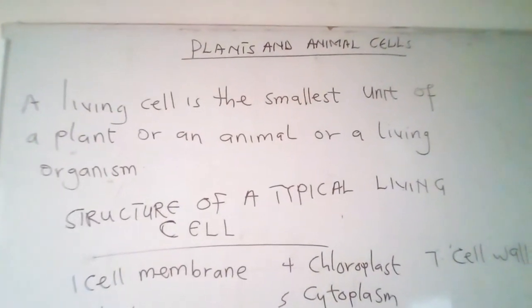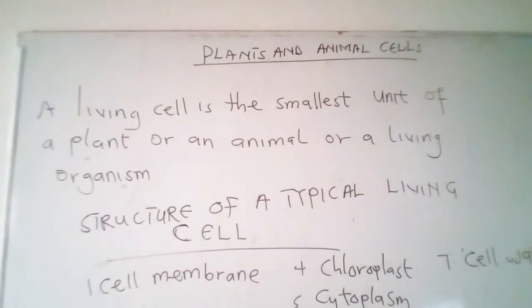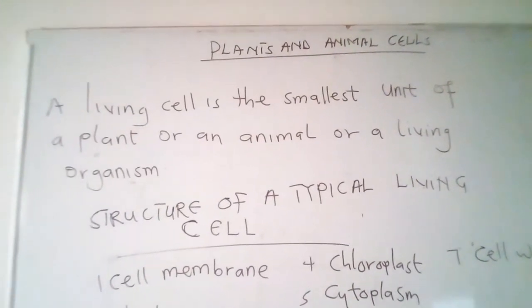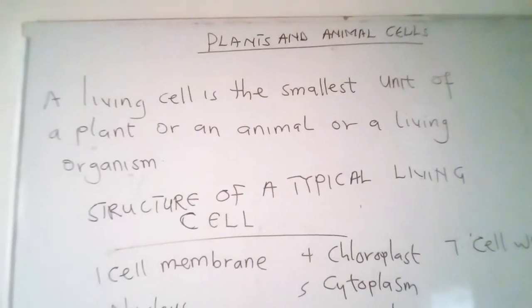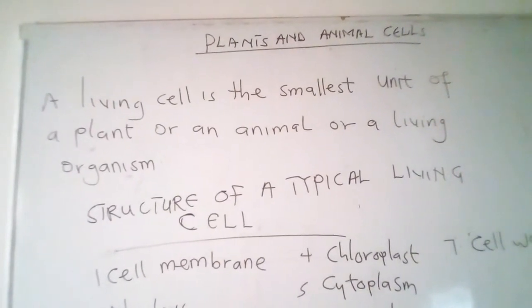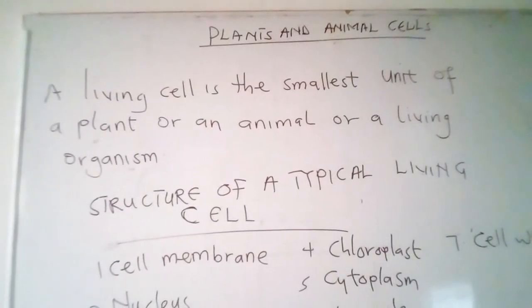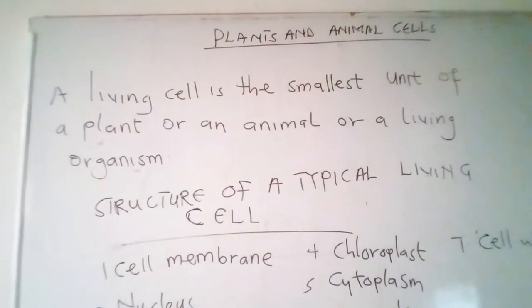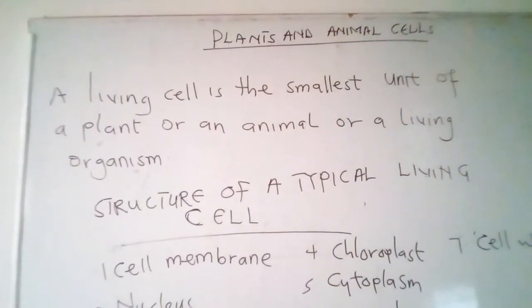A living cell can also be defined as the structural and functional unit of a living thing, which carries out all the life processes to make the organism a living entity. So all living things are made up of what? Cells. Some living things consist of only one cell throughout their lives, while other living things consist of many cells throughout their lives.